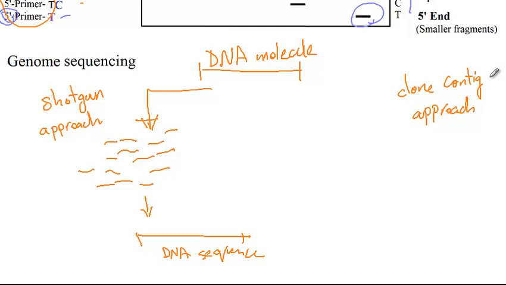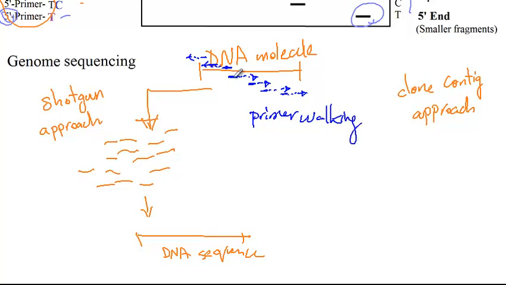Or we can use the clone contig approach, where we start by reading the DNA sequence for one small part of DNA. Then now we know the rest of the DNA sequence. So we create a new primer here and read some more. Then create a new primer and read more. Create a new primer, read more, until we finish from one end, then we try from the other end and go to the end of the DNA. And so this is basically called primer walking.